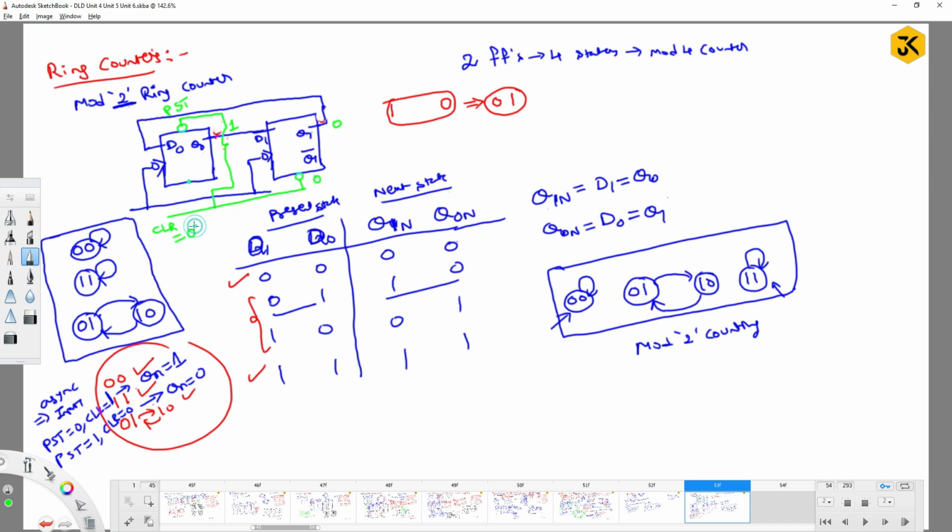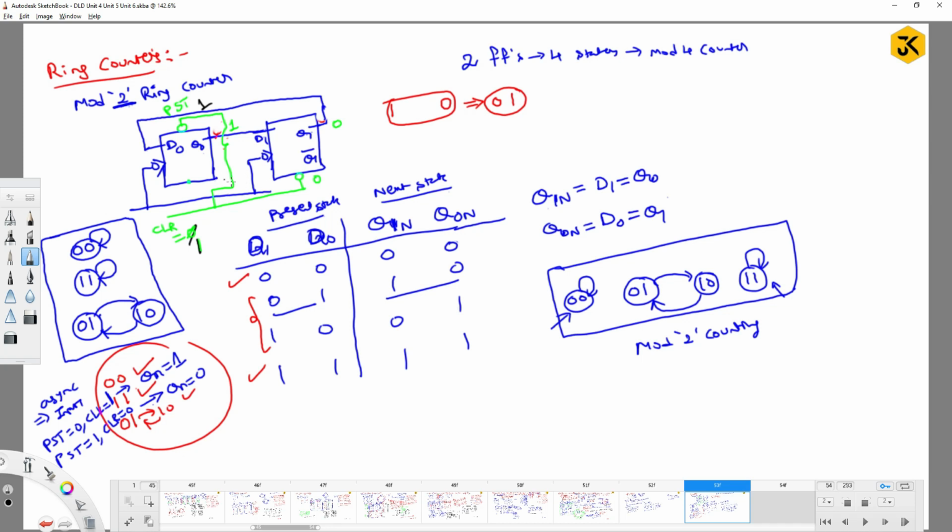But if I pass the clear value as 1, so let me take it with another color, clear value as 1, so now pre-state value is 1. When pre-state value is 1, then definitely this is going to be 0, and this will be 1. So like this it is going to work. Okay? So this is the way you can work with the ring counters, guys.